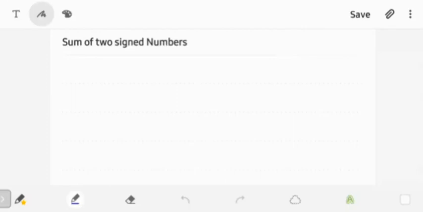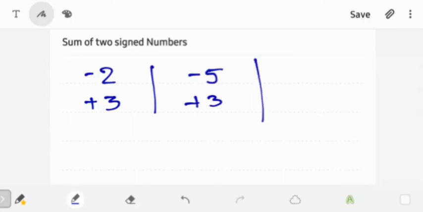We have discussed the sum of two signed numbers. How to add two signed numbers, we have seen in the last class. I guess I have given an example of adding -2 plus 3, and -5 plus 3, and -4 minus 3. Adding these two numbers. Is it clear to all of you?